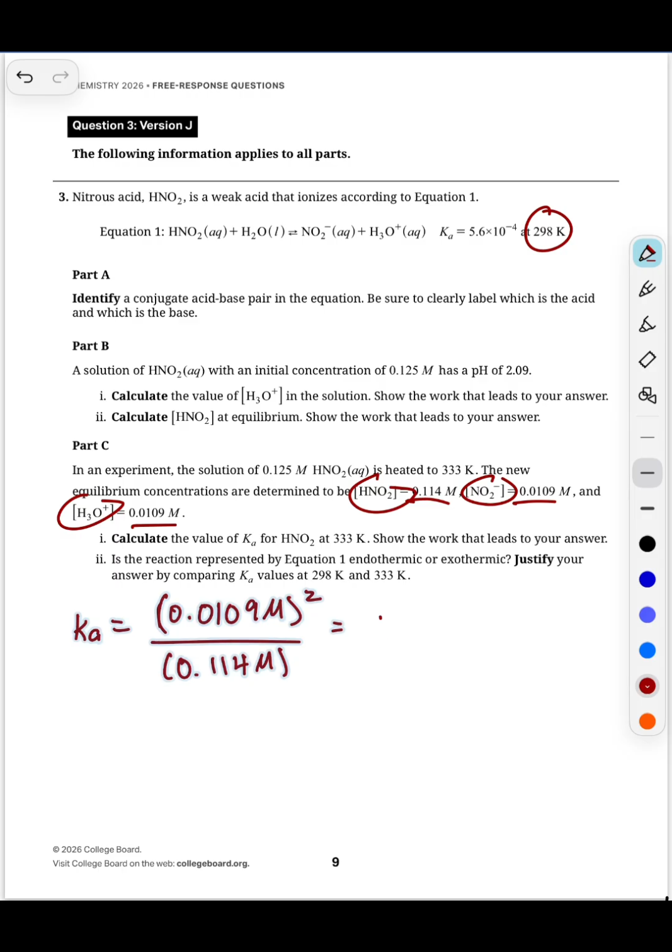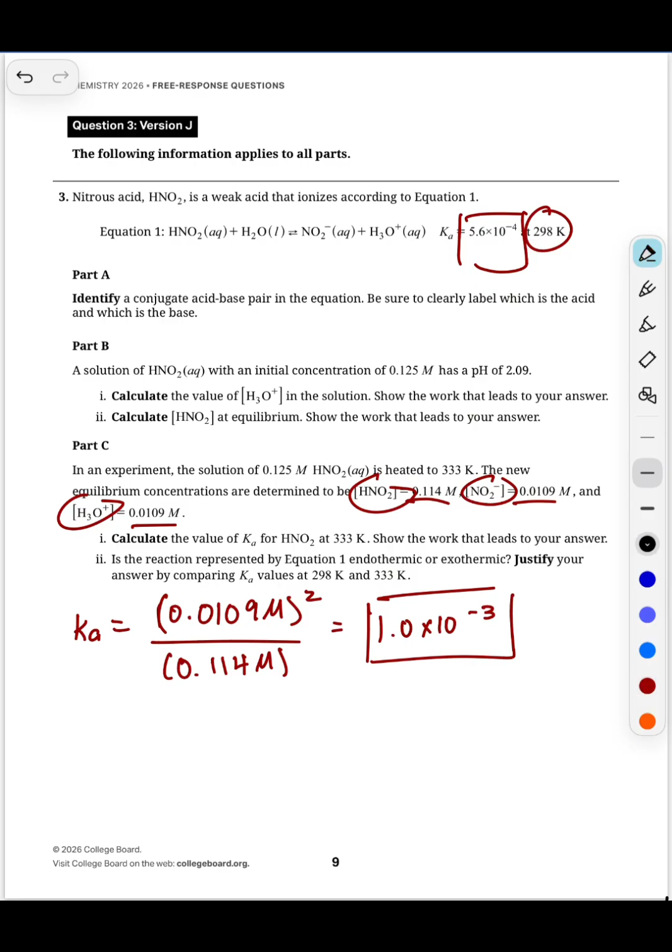So then we get 1.0 times 10 to the negative 3. So that is our new K value compared to our K value before, which was to the negative 4th power. So K increased as temperature increased, which then leads us to our second question here, where they're asking, is equation number 1 endothermic or exothermic? And they want us to justify based on our new K value at the higher temperature.